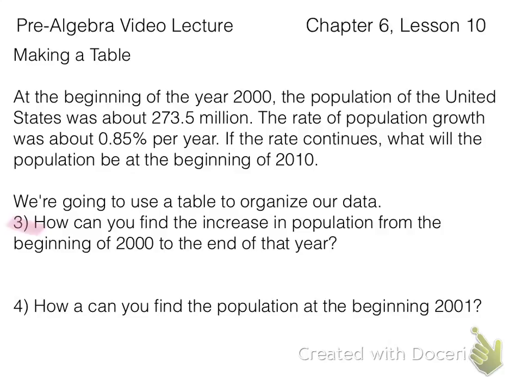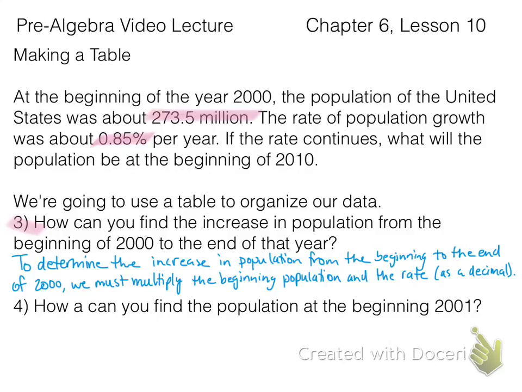And the next question is, how can we find the increase in population from the beginning of 2000 to the end of that year? Well, we're starting out with 273.5 million people at the beginning of 2000. And we're going to make an increase of 0.85%. Well, that means that to determine the increase in population from the beginning to the end of 2000, we must multiply the beginning population and the rate. And remember, we're going to do it as a decimal. That's what this whole chapter is about. Basically turning percents into decimals and then multiplying or then dividing. Okay, so we're going to do some multiplication.